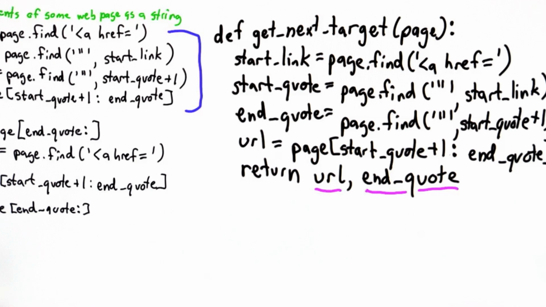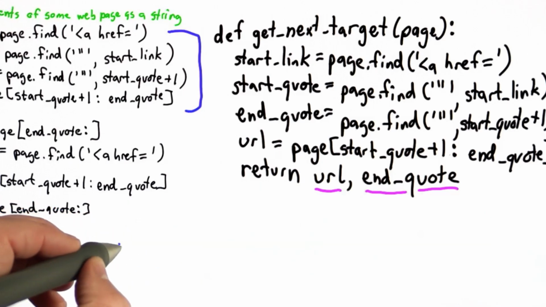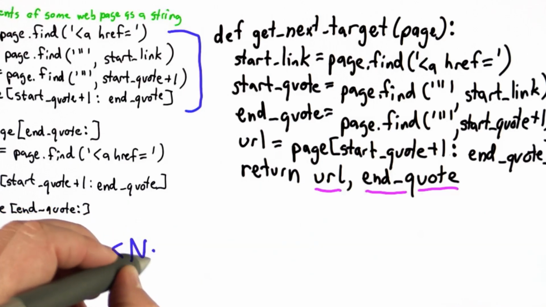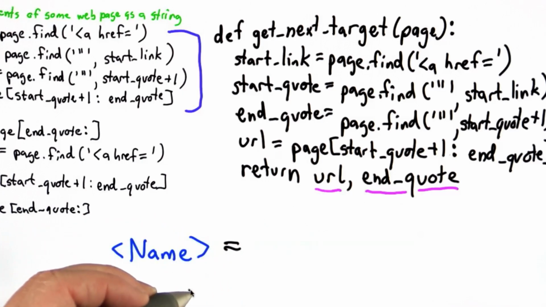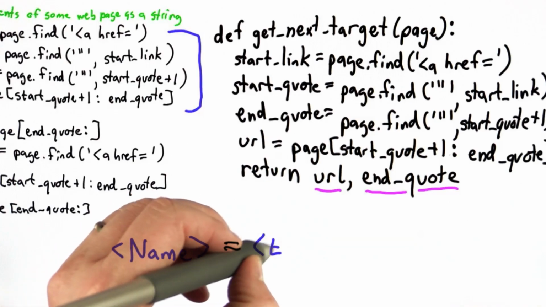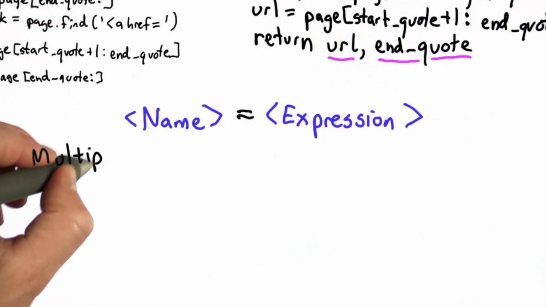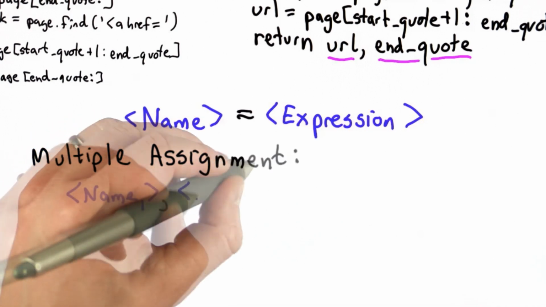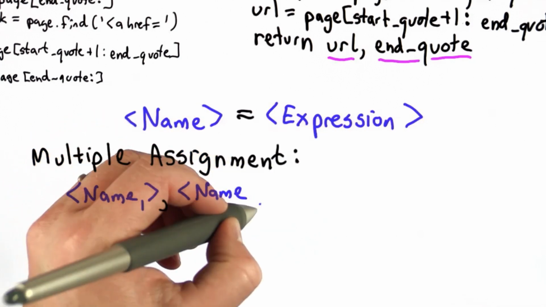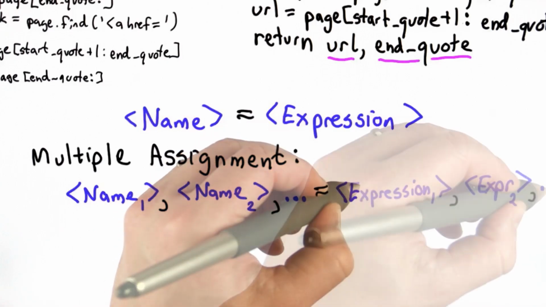We can do this by just having two values on the left side of an assignment statement. This works in general, so instead of our simple assignment rule, where we had a name followed by an equal, followed by an expression, and that would assign the value of the expression to name, we can have multiple names on the left side and multiple expressions on the right side. So we can do multiple assignment, where we have any number of names separated by commas, an equal sign, and then any number of expressions also separated by commas.